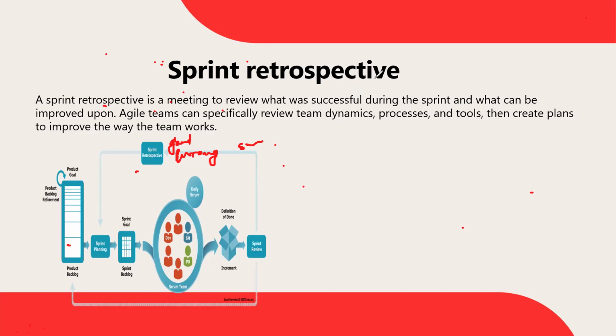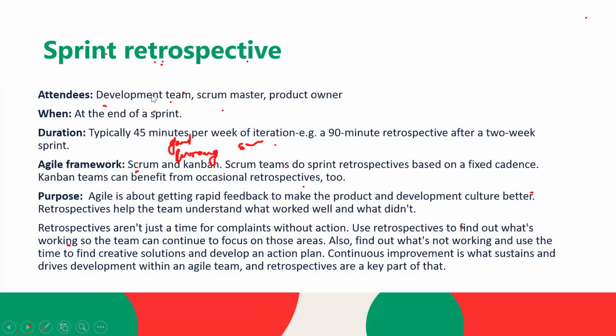And this will also happen once in a sprint, at the end of the sprint. Again, the attendees will be the product owner, scrum master, and development team. It will be 45 minutes. Generally, in my current project, we do it sprint-wise, once in a sprint, and we do it for 1 to 2 hours. It is suitable for both Scrum and Kanban.